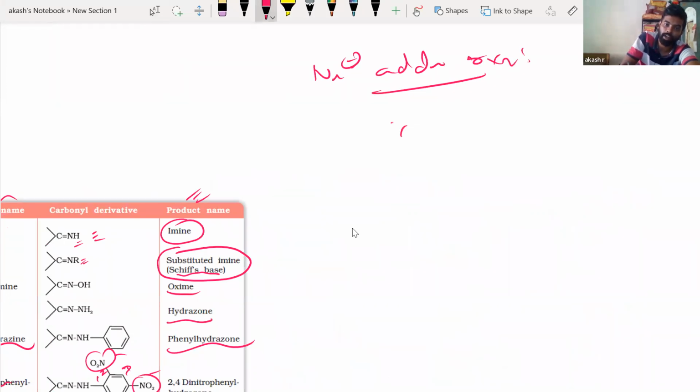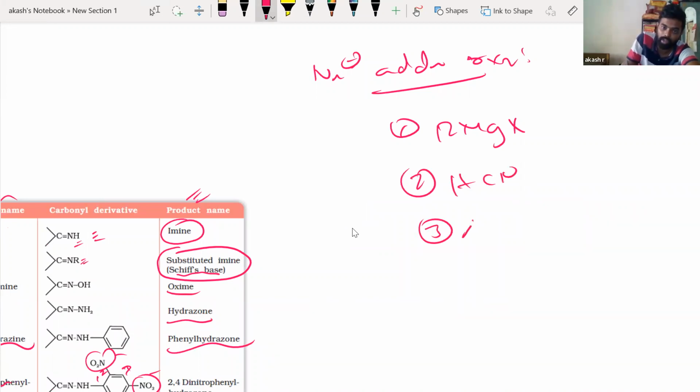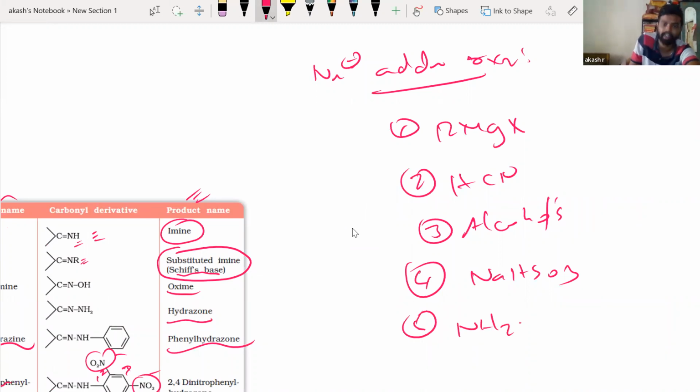First one was addition reaction with Grignard reagent. Second one was with HCN. Third one was with alcohols. And fourth one was with sodium bisulfite, NaHSO3. And the fifth one was ammonia derivatives, NH2Z. So these are all the different nucleophilic addition reactions you can have along with your carbonyl compounds.